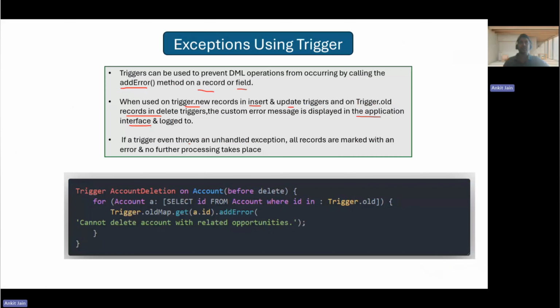Moreover, if a trigger throws an unhandled exception, all records are marked with the error and no further processing will take place. So we have to make sure that we are doing the appropriate error handling as well. In case the trigger throws any exception, then no further processing will happen. And this is how you should go and throw the error message. So you have to use this addError method, and whatever the error message that you have to put, you can put that error message here. We will see this with an example so that you will get better clarity on this.